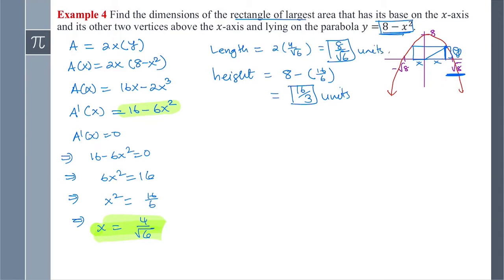If you want, you can change it to decimal. I'll just leave it as exact. So that is the dimension of the rectangle. Let's look at one more problem.